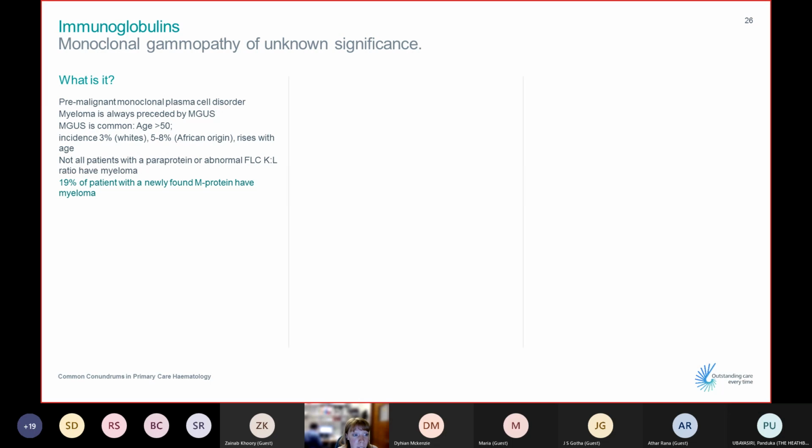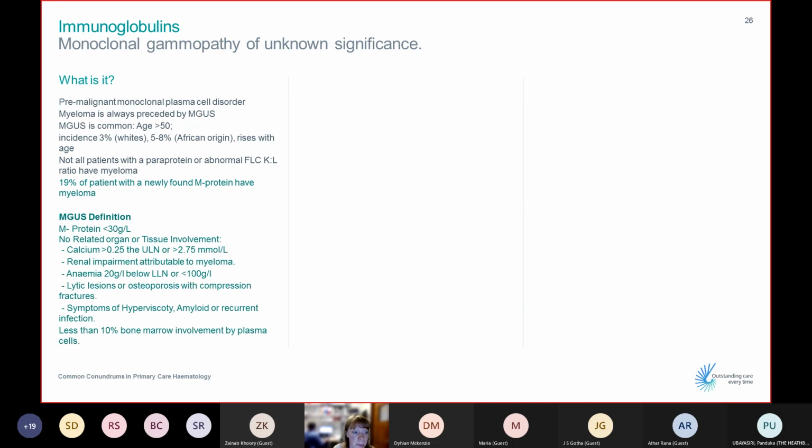The point I wanted to make is not all patients with paraproteins or abnormal light chains have myeloma, and in fact, studies have shown that about 19% of patients found to have a new M protein have myeloma, so the majority do not.